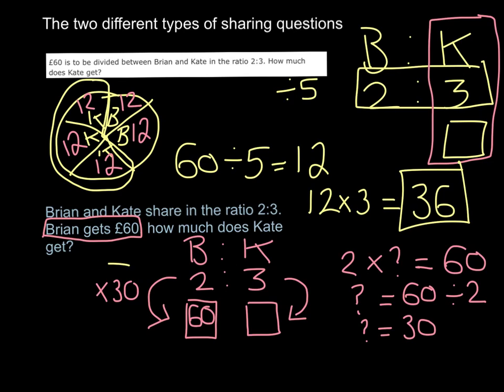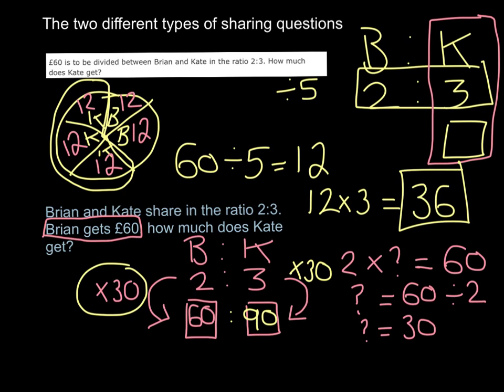Now we know what we're multiplying by. We're multiplying by 30. We need to do equivalent ratios, so times 30 to the other side, and 3 lots of 30 gives us 90. That means if Brian gets 60, then Kate would get 90. And that's your answer to that question.